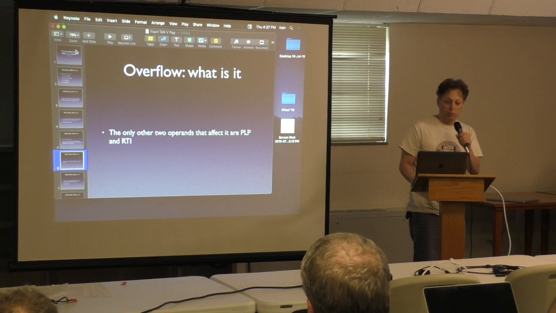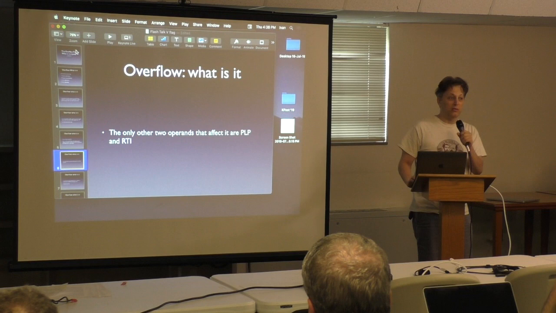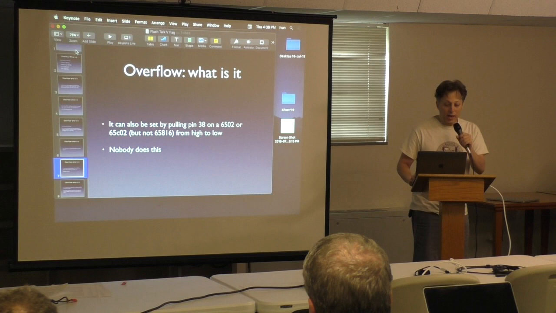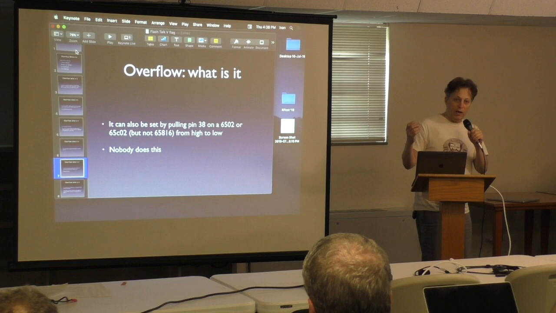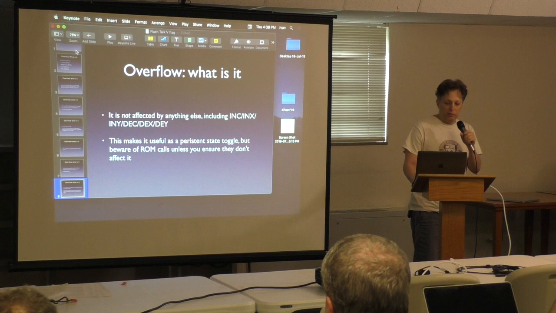There are only two other opcodes that affect it, which are PLP, which is pull processor status from stack, and RTI, which is like an RTS, but it also pulls the processor status from the stack. And that also makes it very persistent. It makes it useful as a state toggle. Just beware of ROM calls, but it is not affected by INC, INX, or anything else for that matter. An obscure curio of it is that it can also be set by pulling hardware pin 38 on a 6502 from high to low. That will set the overflow flag. It's sometimes called the SO pin, which stands for set overflow, and I don't know of anyone who actually implemented anything using that as a piece of hardware. That's it.